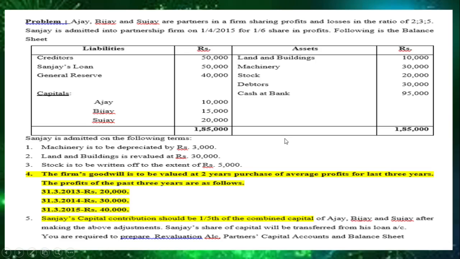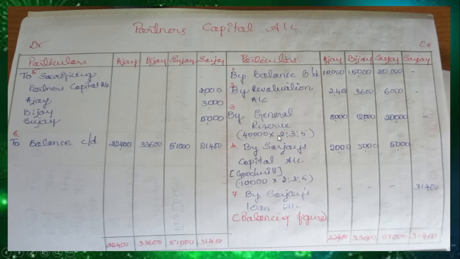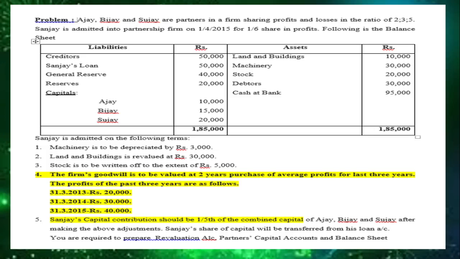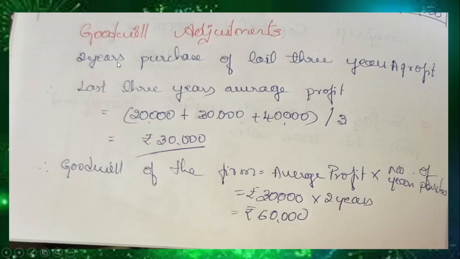After that we have to pass an entry for goodwill. So here in case of goodwill, instead of giving one goodwill amount, they have given the calculation process. The firm's goodwill is to be valued at 2 years purchase of last 3 years average profit. So here we are going to start with the goodwill adjustment. First we need to calculate the last 3 years average profit. 20,000 plus 30,000 plus 40,000 divided by 3 years. So it is 30,000 rupees.